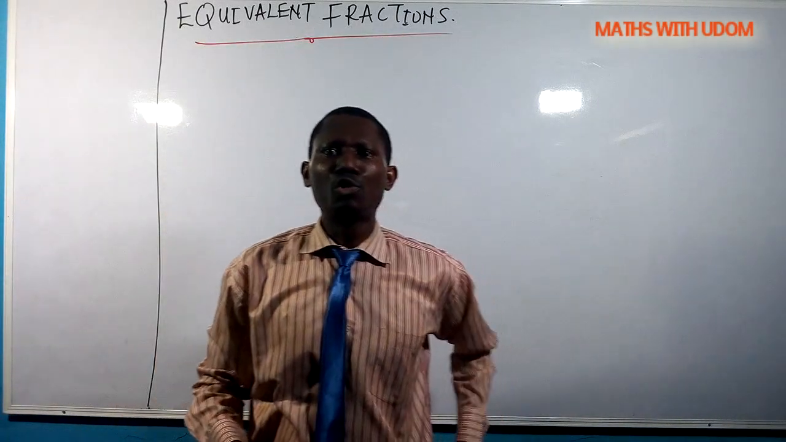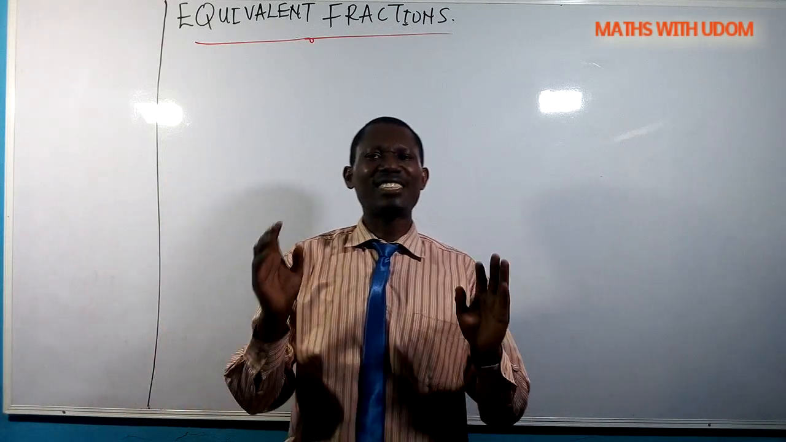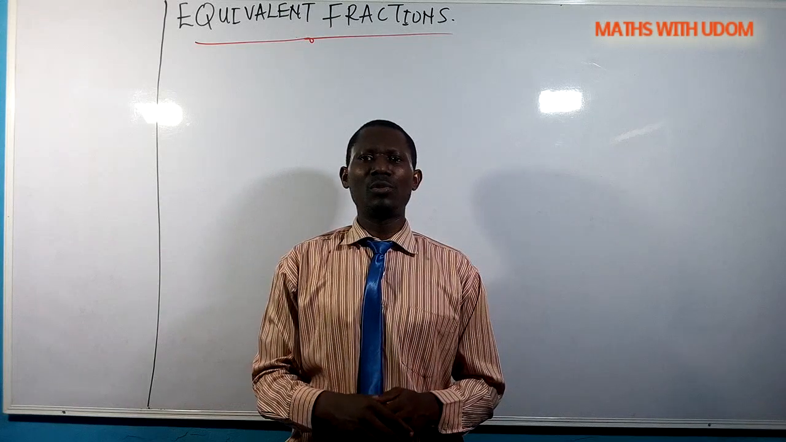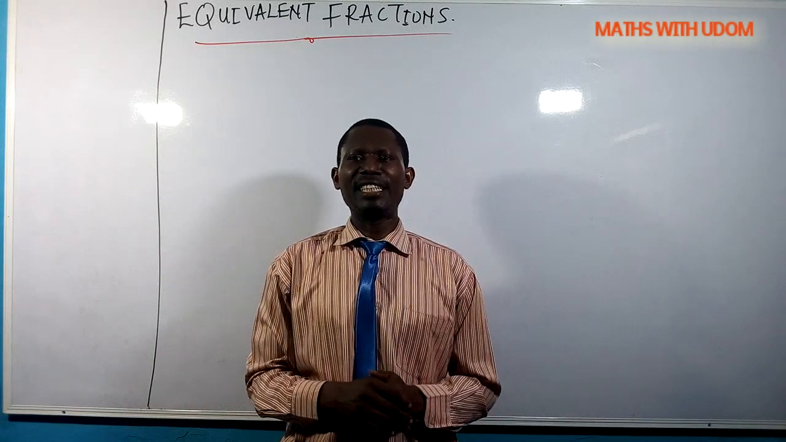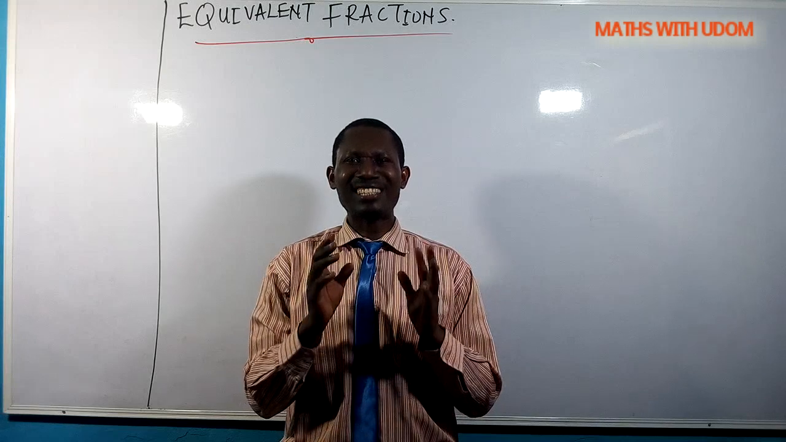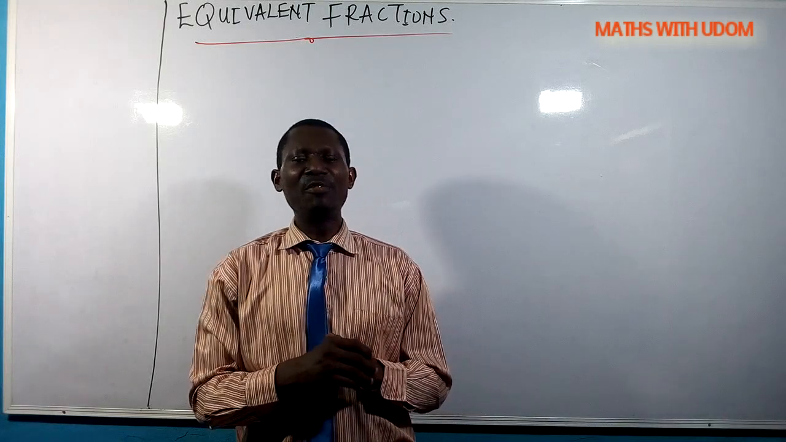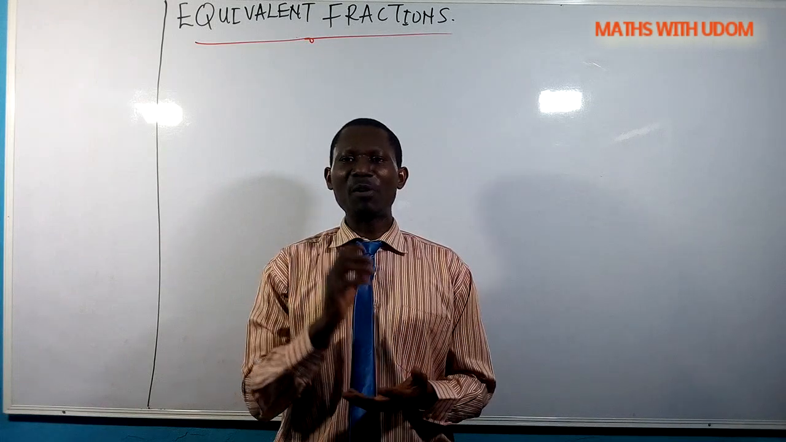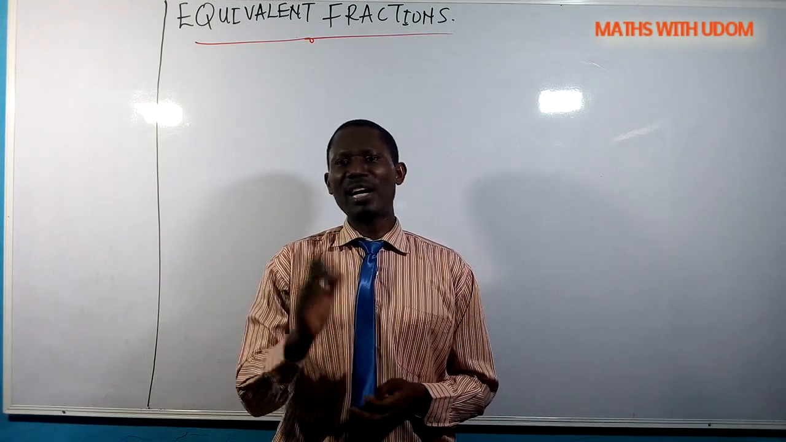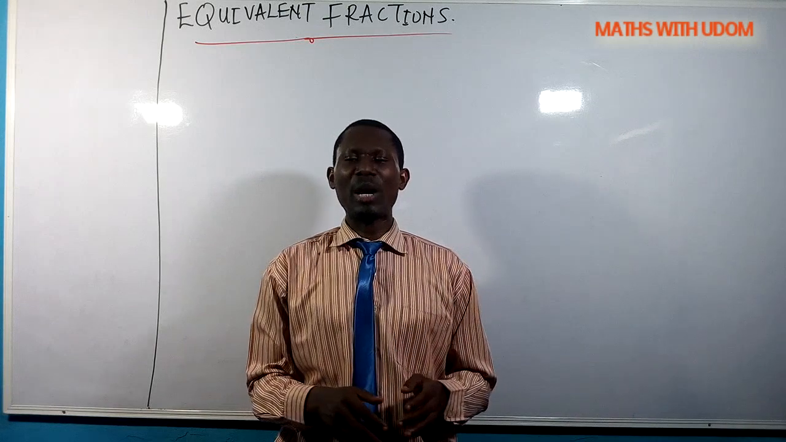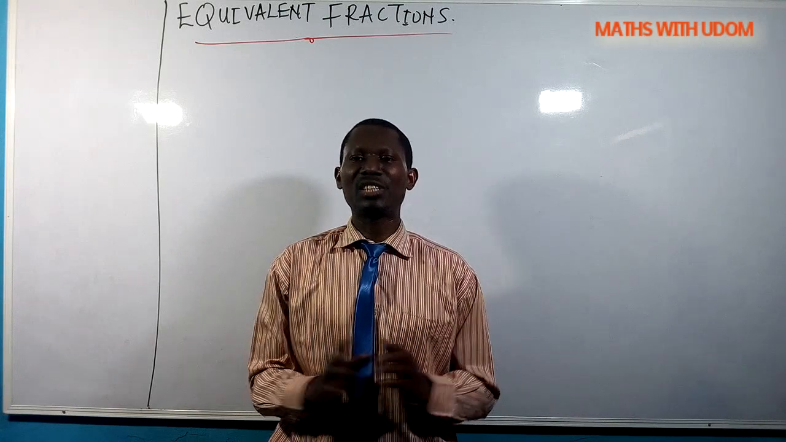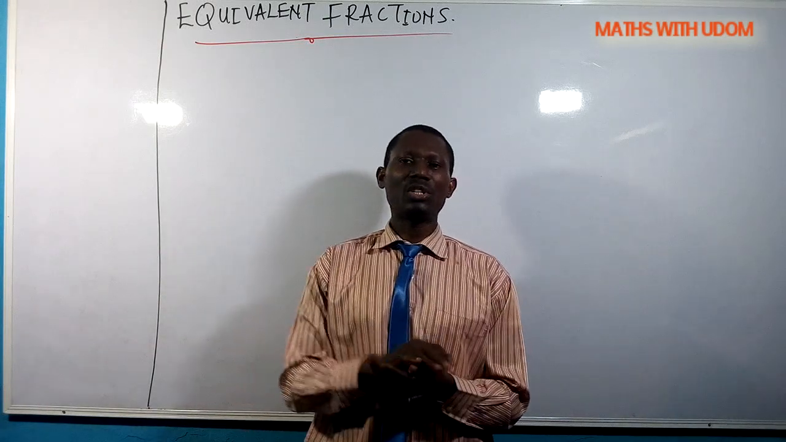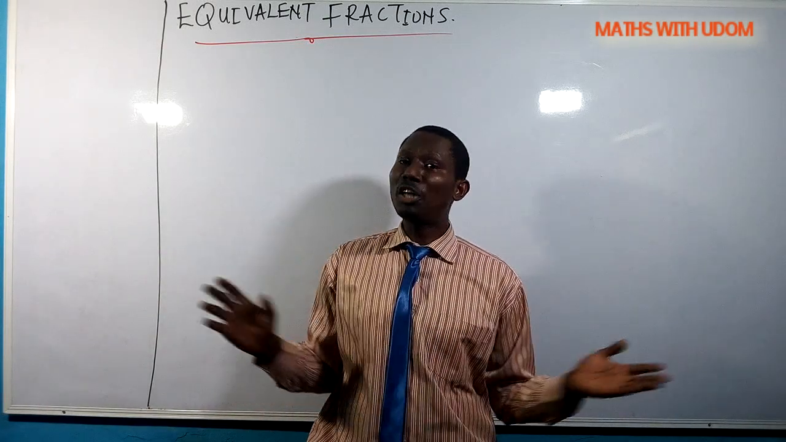Now, two or more fractions are said to be equivalent if they are equal to one another. That is, two fractions are said to be equivalent if both of them are equal. That is, if you simplify the fraction on the right hand side or on the left hand side, you are going to get the same fraction, the same results. And for you to obtain such equivalent fractions, what do you need to do?